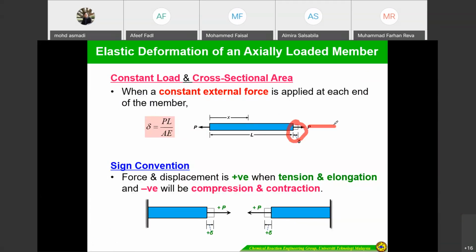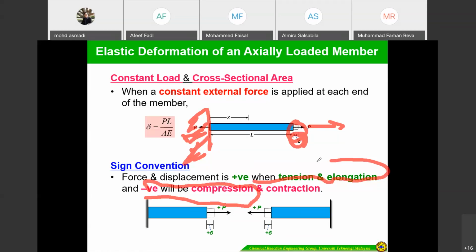If you pull to this side and pull to this side, maybe this one is the fixed point. Okay, so different direction but same magnitude. This is the deflection, and the sign convention is negative for compression and positive for tension or elongation. So this one is positive, but if it goes in this direction, which is compression, it should be negative.